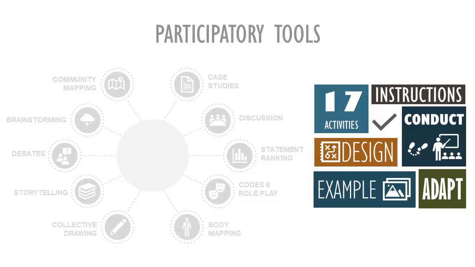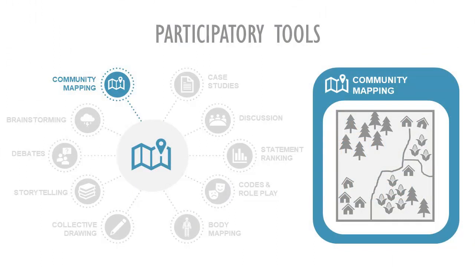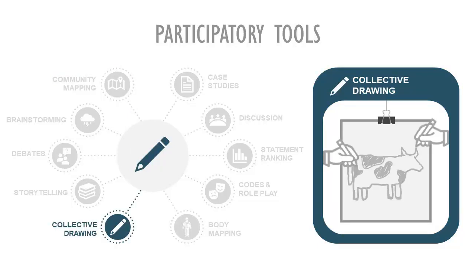Some of the participatory activities presented in the manual include community mapping, where participants work together to draw a map of an area, usually the community, in order to identify important spaces, places, issues, or other geographically based information. Collective drawing, where participants collaborate to create a drawing based on a specific topic. This is often used to illustrate thoughts, feelings, and issues.